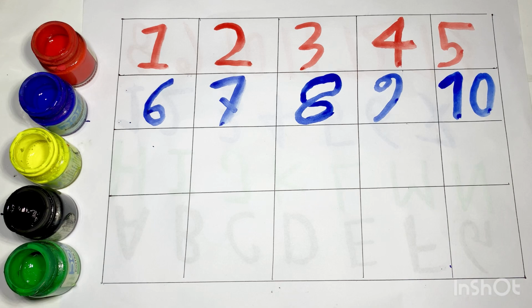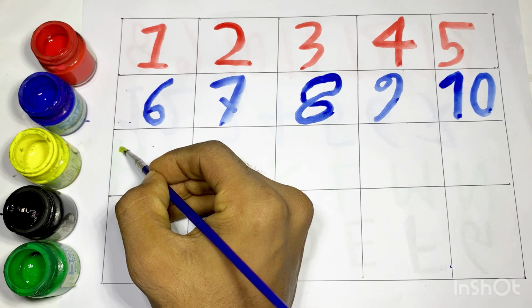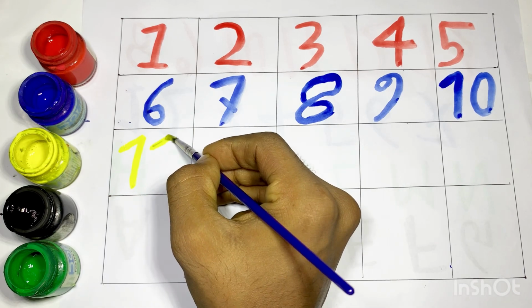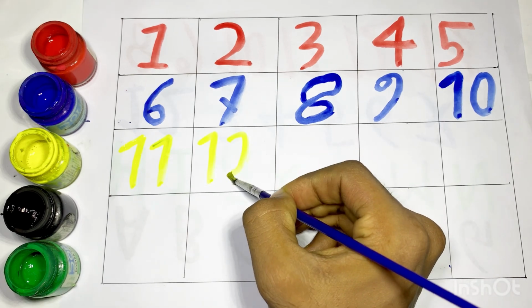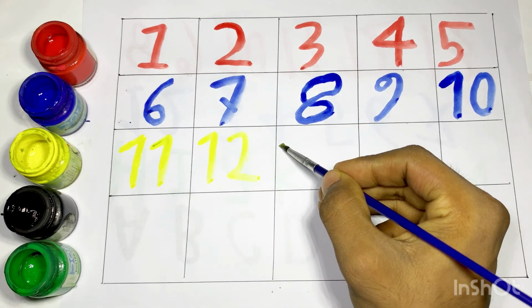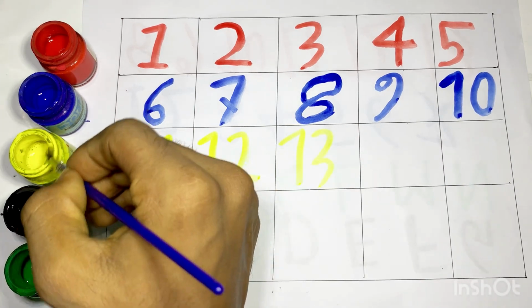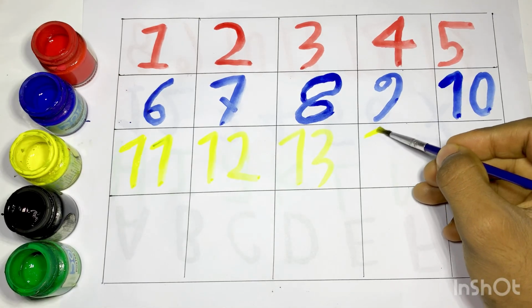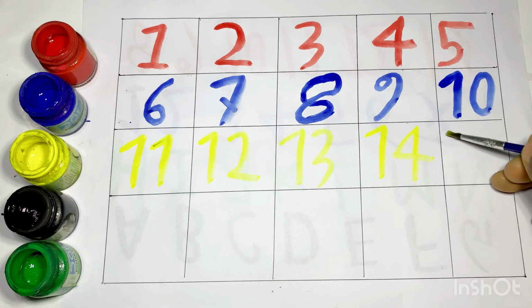Kids, now draw 11. The number 11, and here is yellow color. Yellow color. 12. The number 12. 13. The number 13. Kids, again use yellow color and draw 14. The number 14. 15. The number 15.